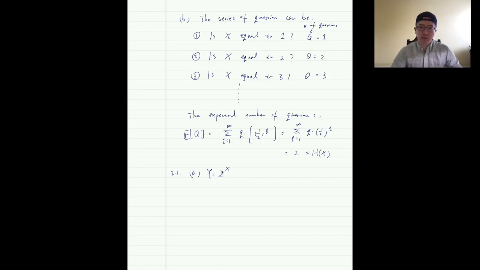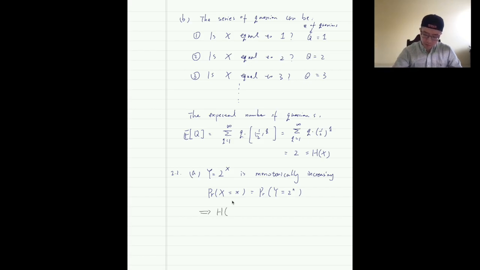For example, in this case, we know y equals 2 to the power of x, so this is a monotonically increasing function. If that is a monotonically increasing function, it means that the probability that x equals x is equal to the probability that y equals 2 to the x, right? And they have 1-to-1 mapping. In this case, we can directly see that the entropy of y will equal the entropy of x, right?